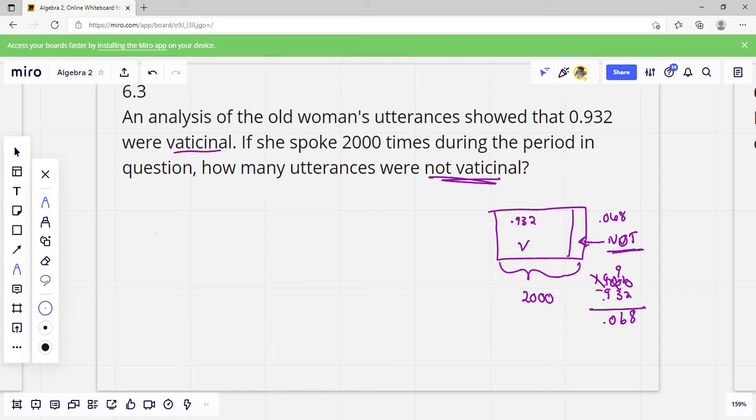Okay. So if you said 0.068 of, which means times, 2,000 is our not victual, right? So I'm just going to use n. So that means we just multiply because they're on the same side of the equal sign. Oh, I should have done that the other way. It'd be so much easier.